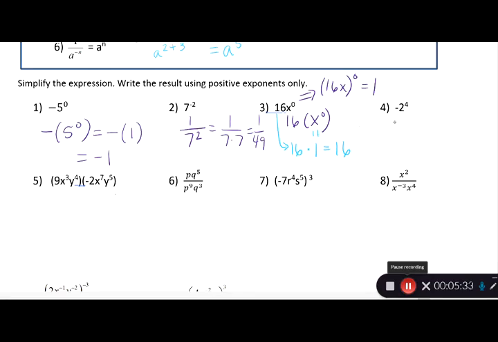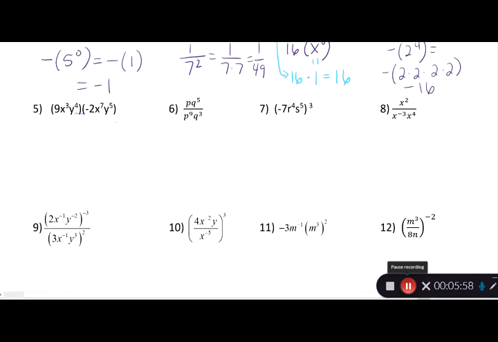So this actually says -2 to the 4th, which is equal to -2 times 2 times 2 times 2, right? 2 times 2 is 4, times 2 is 8, times another 2 is 16. So a -16 is the answer you're looking for there. And you have a calculator so you can plug it in. Don't be ashamed to use your calculator.